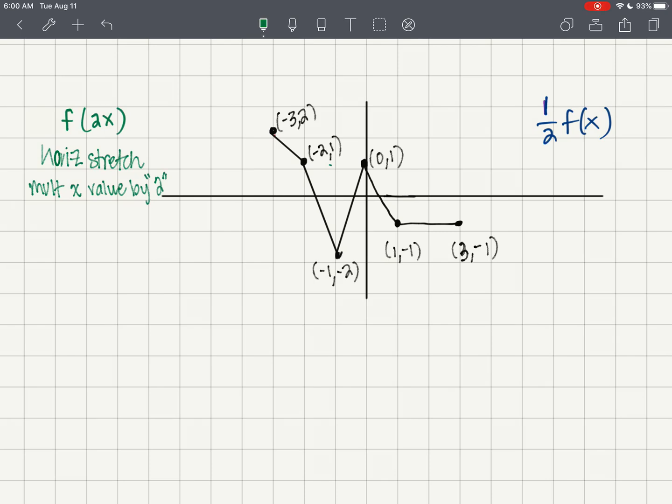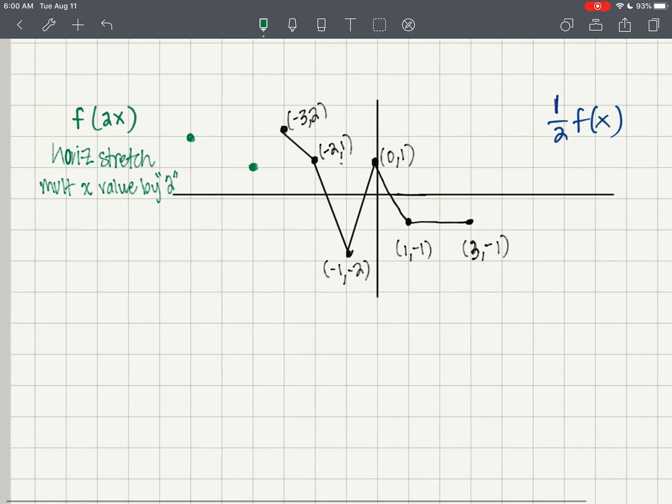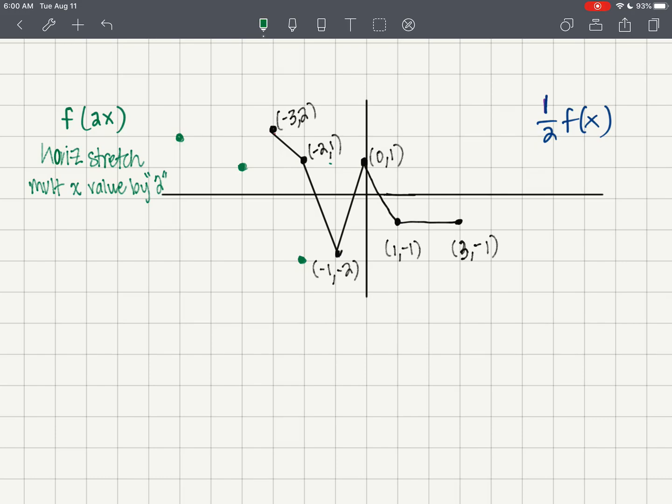So we'll have negative 6, 2, and we'll have negative 4, 1, because negative 2 times 2 is definitely negative 4. I'm getting thrown off a little bit just because my graph is not exactly where it's supposed to be, if you can tell. Negative 1 times 2 is negative 2, so negative 2, negative 2. And then 0 times 2 is still 0. And then 1 times 2 is 2, so 2, negative 1. And then 3 times 2 is 6, so 6, negative 1.